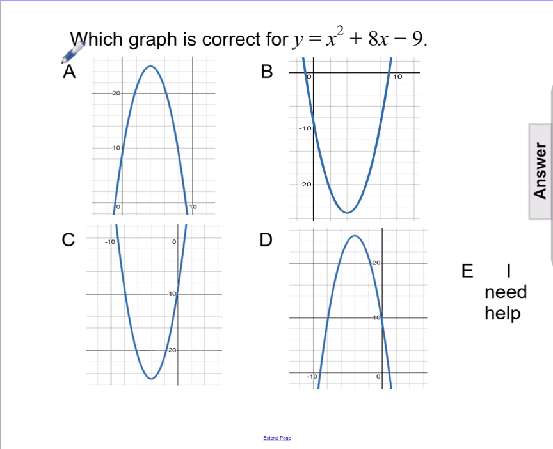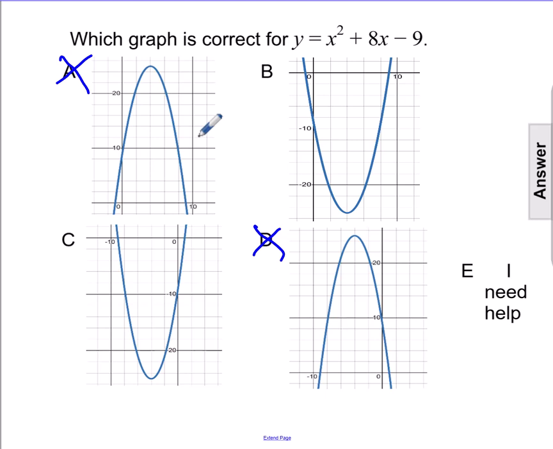So I can eliminate the two graphs where the parabola opens down. These two, again, because the coefficient is positive, the parabola will open up like a cup. So we'll either have B or C. Now, there's two ways we can determine which is the correct graph.